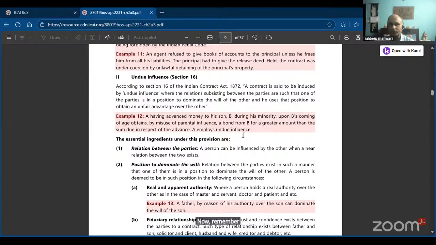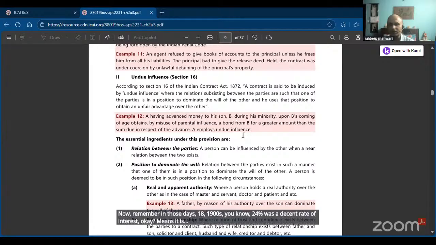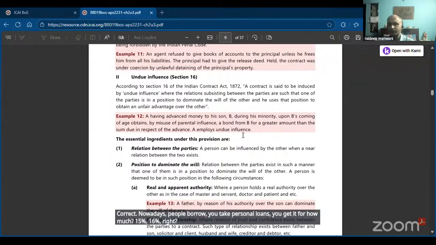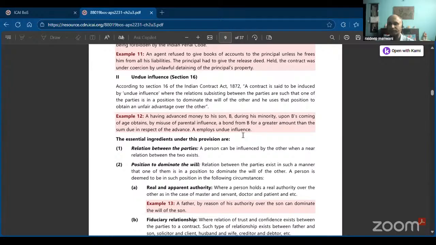Now remember in those days, 1900s and all, 24% was a decent rate of interest. It is just like today's 8% or 10%, correct or no? Nowadays, people take personal loans, you get it for how much? 15%, 16%, right? Vehicle loans you get for 14, housing loans you get for 14, 15, 16%, right? So he reduced the interest to 24%.